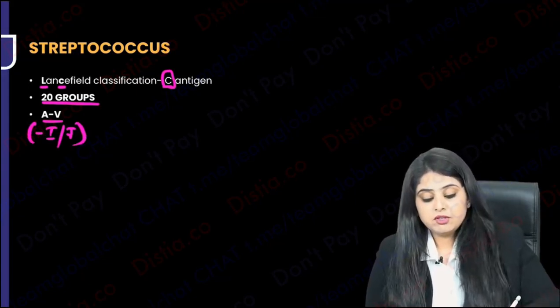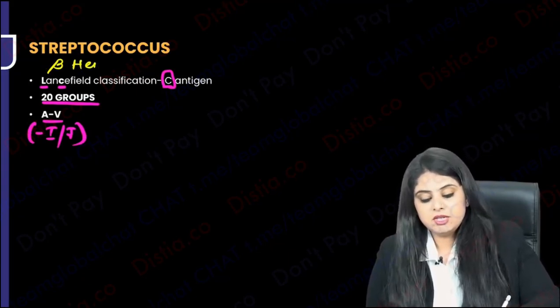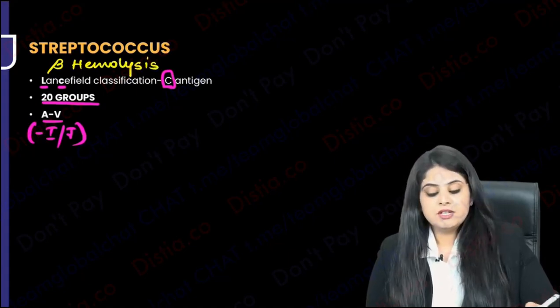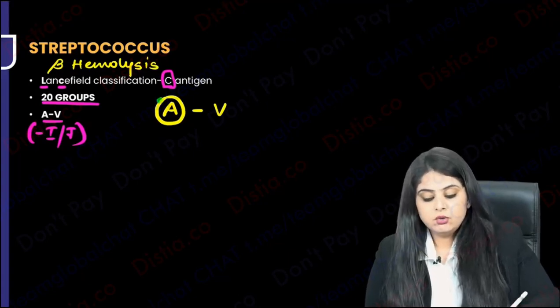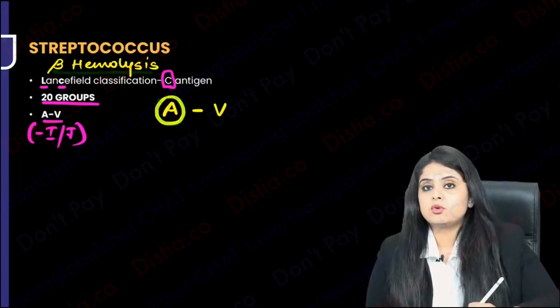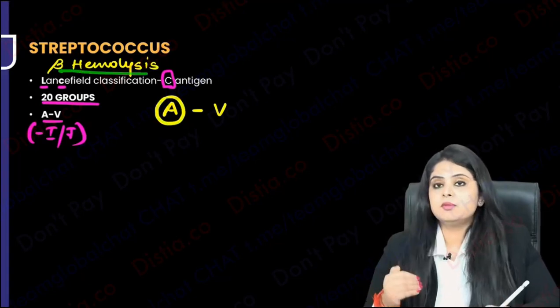So for specially telling you, for that beta category, I'm writing beta and yellow together, okay? For that beta hemolytic category, we have a Lancefield classification which divides it from A to V. Out of that, group A, so what will you call it? Group A, beta hemolytic streptococcus. Group B, beta hemolytic streptococcus.